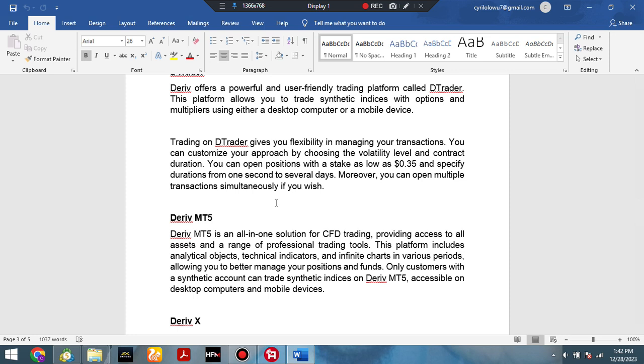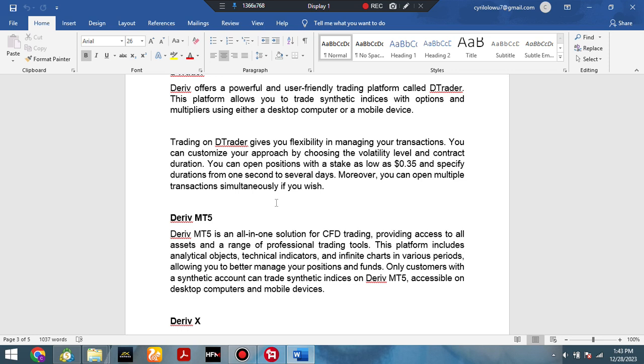You can customize your approach by choosing the volatility level and contract duration. You can open a position with a stake as low as 0.35, which is at least maybe 0.50 today, because the last time I checked, I don't think you can still use 0.35, and specify transactions simultaneously if you wish.